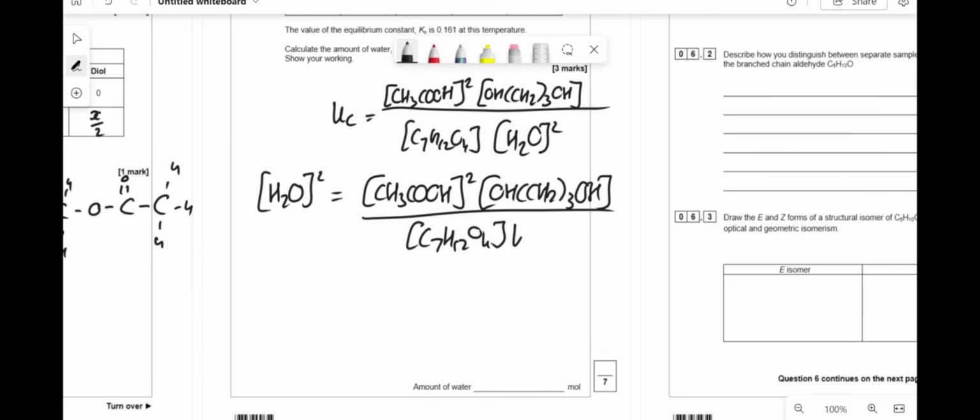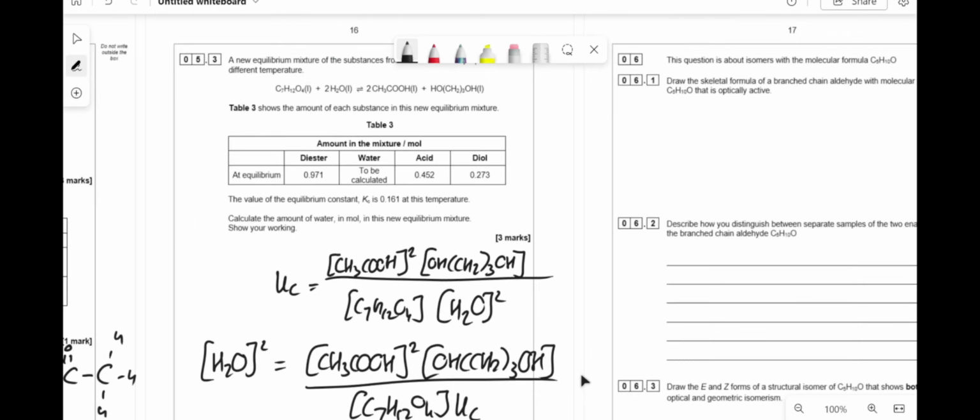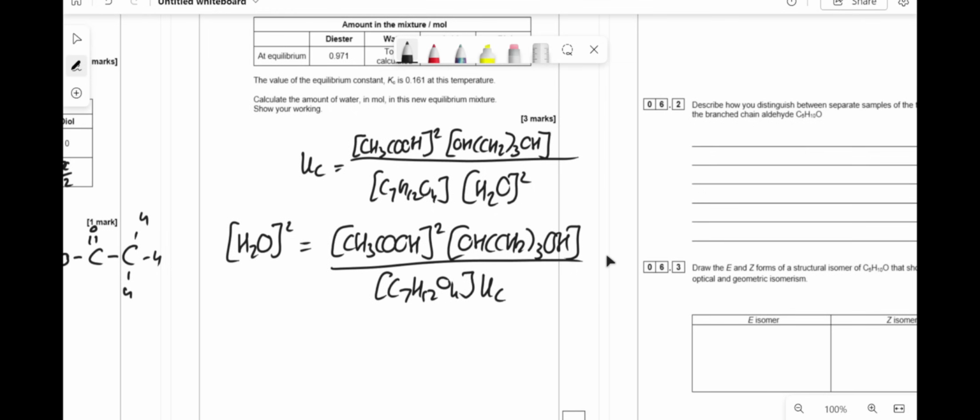C7H12O4 times Kc. Now you might be thinking we're in a bit of a pickle because this uses concentrations. We've not been given a volume, so we can't work out the concentrations. Fear not, because all the volumes in this will cancel out. If they cancel out, you can just use them straight with moles. How can I tell? If you look here, let's write this as moles per decimeter cubed. I'm going to write n for moles and V for volume. So n over V is your concentration. So you've got n over V squared, and you've got n over V, and then you've got n over V times n over V squared.